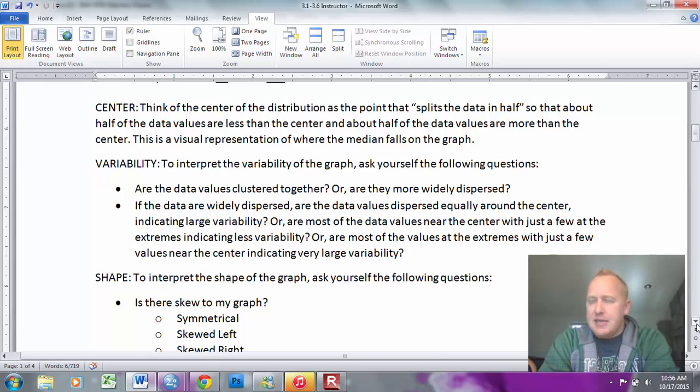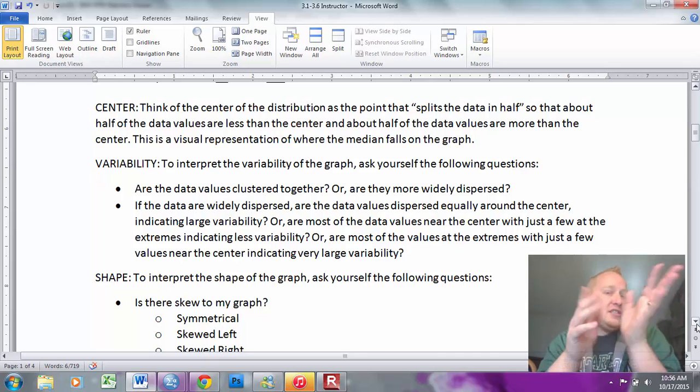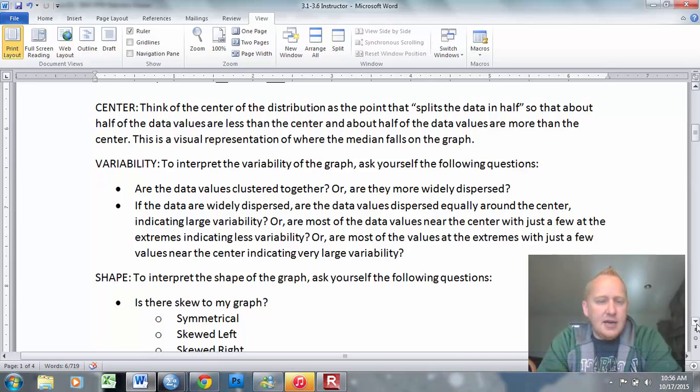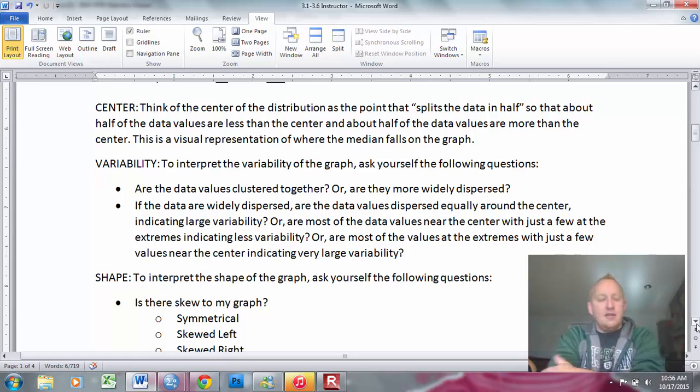I'll preface this by saying variability is a little bit harder to talk about than the center or the shape or outliers, because it's easier to talk about in relative nature to something else. It's very hard to just look at a graph and say, this is a number that quantifies the variability. But a couple questions that we can ask: are the data values clustered together? If they're all scrunched up, we're going to have low variability, or are they more widely dispersed? The more spread out they are, the higher the variability.